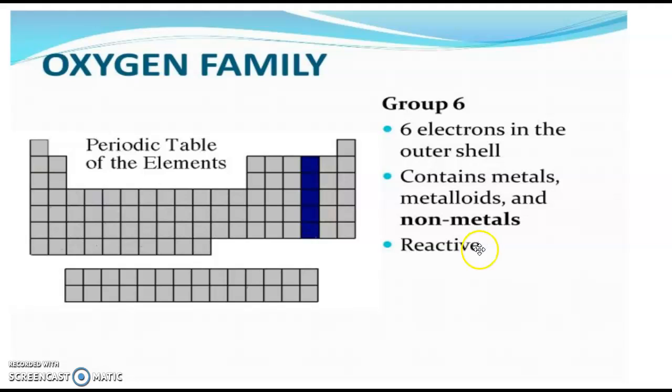And next one is group 6, which is mentioned in blue color, having 6 electrons in the outer shell, which contains metals, metalloids and non-metals. They are also reactive in nature.